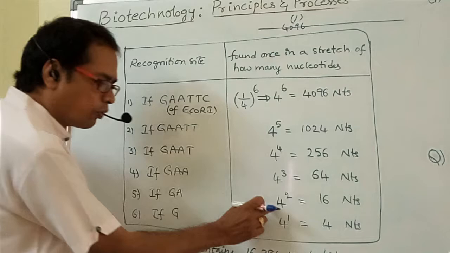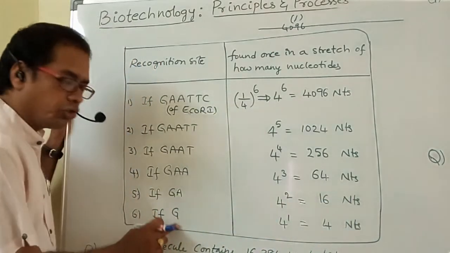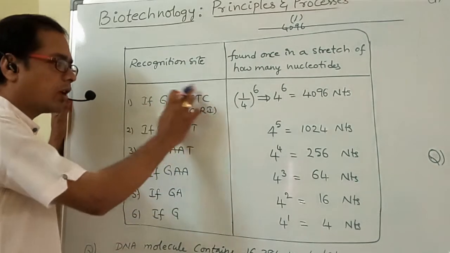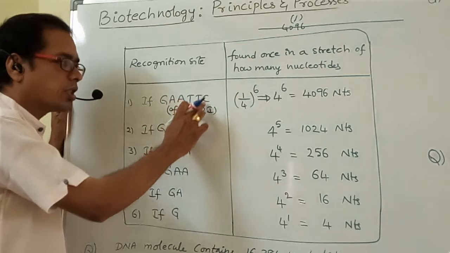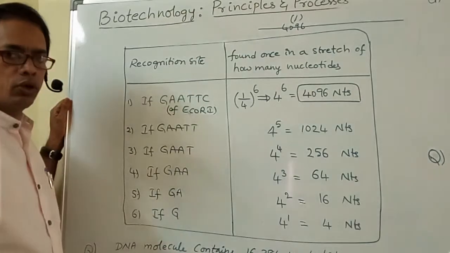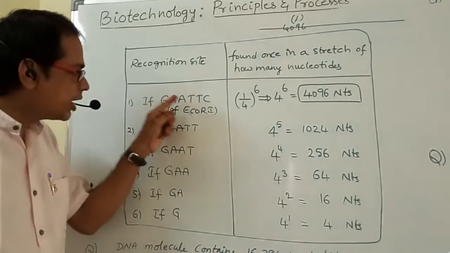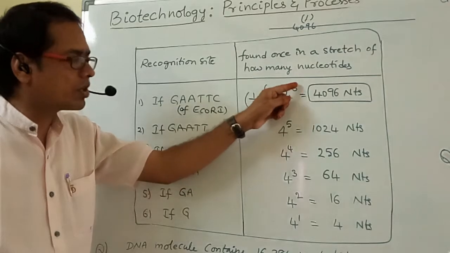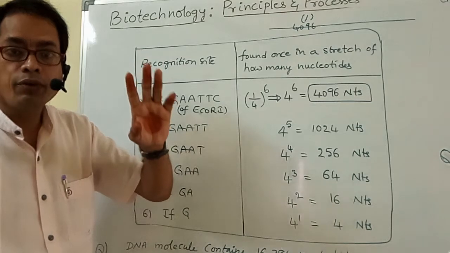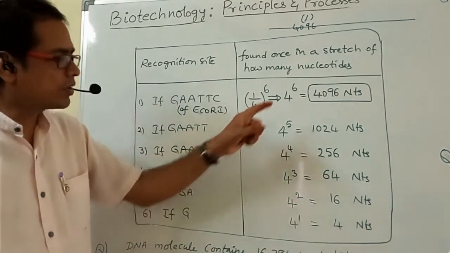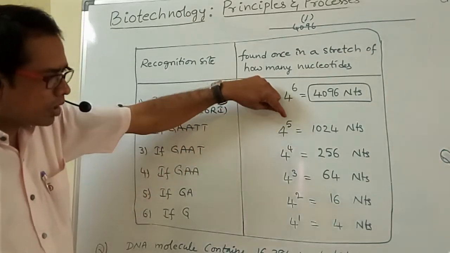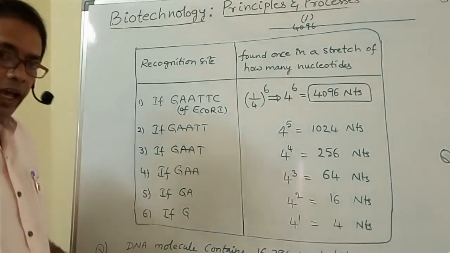If GA, it means 4 power 2, that is 16 nucleotides. Only G means 4 power 1. So, this is in our textbook: GATTC is found once in a stretch of 4096 nucleotides. GATTC means 6 letters are there, so you have to write 4 power 6. Why are we taking 4? Because 4 types of nucleotides are there in DNA. 6 letters means power 6. However many letters are there, that is the power we have to write. Okay? Right.